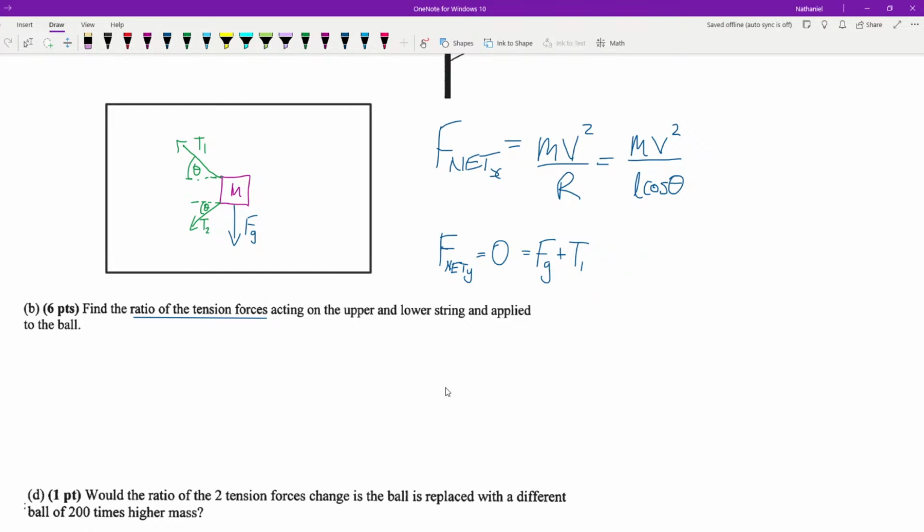Let's say that if it's 0, that means they kind of cancel each other out. So who's on one side? It's FG and T2Y. And that's going to be equal and opposite to the one thing that's pulling up, T1Y. Okay, so that's the equation we can get from the vertical. Okay, so let's go to the horizontal.